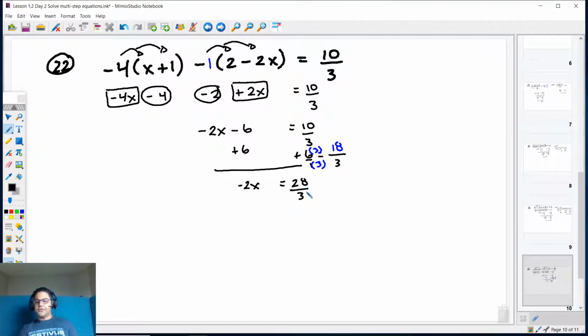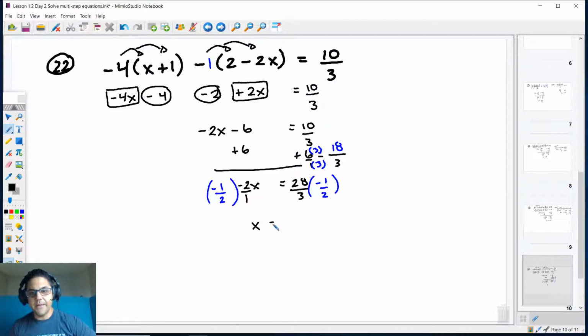Now, since this is a fraction over here, I'd actually like to go ahead and put this as a fraction as well. So that means I can go ahead and multiply by the reciprocal, and maybe I can actually cross cancel. So negative 2 over 1, the reciprocal is negative 1 over 2. So x is going to be equal to a negative, of course. I'm going to go ahead and cross cancel. 2 becomes a 1, 28 becomes a 14. So that's going to give me a negative 14 over 3.